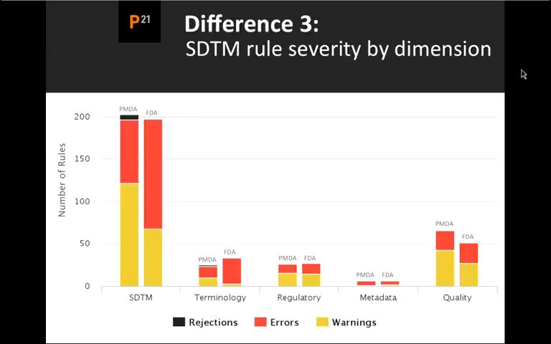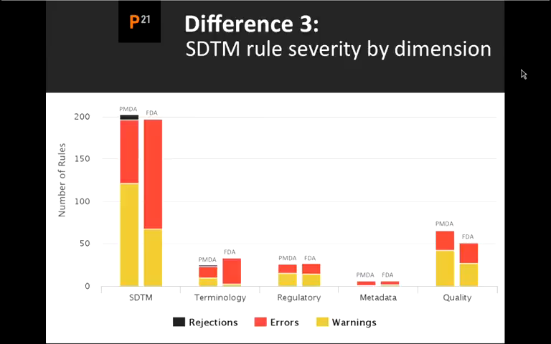FDA has been using CDISC already for a number of years, and they have a lot more experience, and they built a lot more tools that depend on those standards. So because of the dependency, they are more strict on what they would allow as compliant data. That's the same thing with terminology. So that's the explanation. PMDA is just starting out, and FDA is sort of ahead as far as implementation of the standards, and that explains the differences in severities.